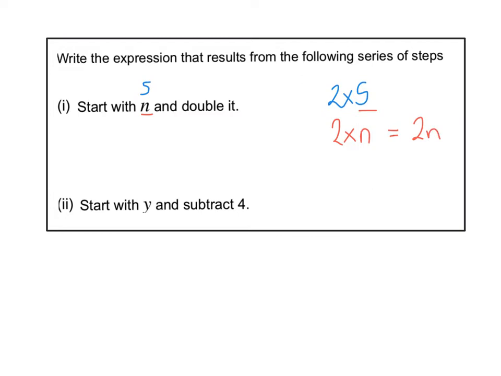Start with y and subtract 4. Again, what if I started with 5? 5, subtract 4, 5, take away 4. That's what it would look like. But I haven't started with 5, I've started with y. So where the 5 was, I'm going to change it to be y. So it's y, take away 4. Start with y, subtract 4. I've started with y, take away 4.